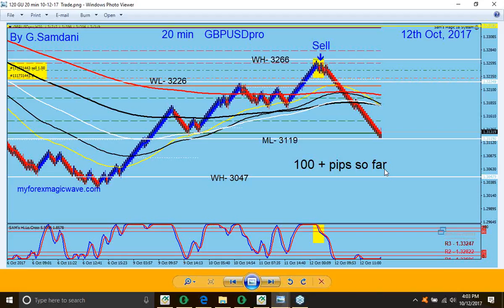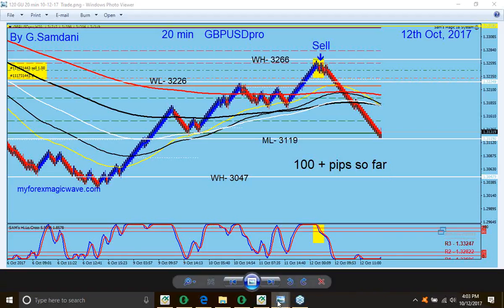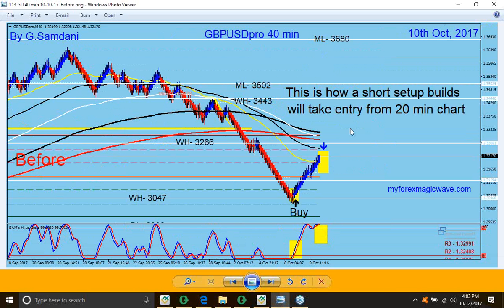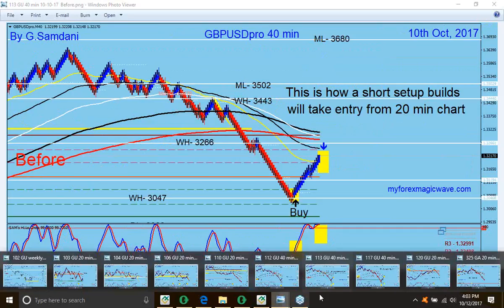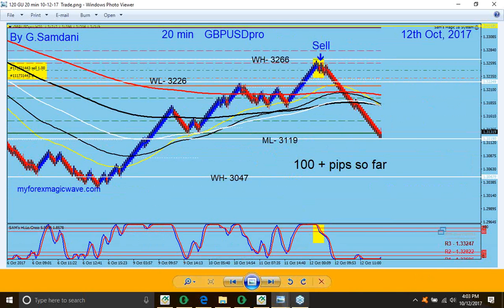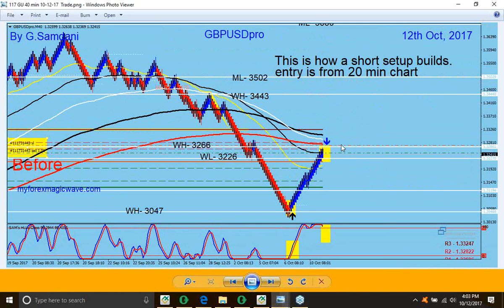Right? So you see how easy it is, step by step. This is what the setup was. I said it's building, and I was waiting for the entry, and I will take an entry from 20-minute, and when that happened, I took the entry, and before that I made the chart right here to see. This is how a short setup builds. An entry is from 20-minute chart.